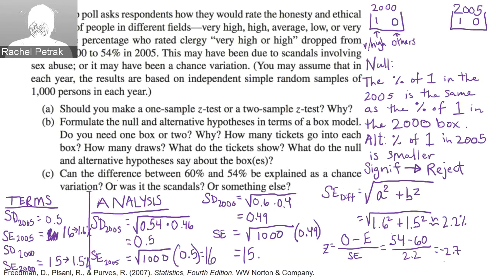Do we know, was it the scandals? No, we can't know that. We can't know if it was the scandals or something else. We just know that this is not chance variation. In fact, it's true that the percentage who rated clergy very high or high was lower in 2005 than in 2000.